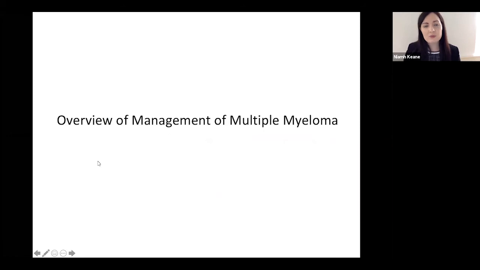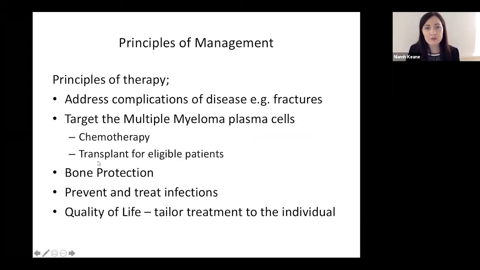So now we'll just talk broadly about the management of multiple myeloma. So there are a number of principles to management. One of the first is to address the complications of the disease when the patient presents initially. This could be a patient presenting with a fracture in one of their bones, a compromise of their spinal cord related to disease in their backbone, or it could be a patient requiring dialysis or treatment for renal failure. So often it can present as a medical emergency. We admit the patient and we deal with whatever complications that patient has.